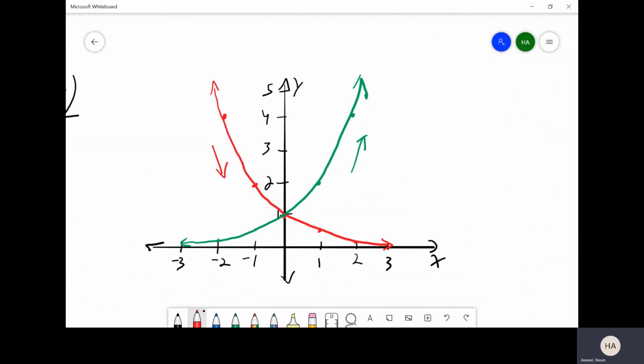Well, notice neither of these functions ever cross the x-axis. They get very close to that line. Your x-axis is the line here that they get close to, but they never actually ever touch it. They just get infinitely closer and closer to it without ever actually touching it.